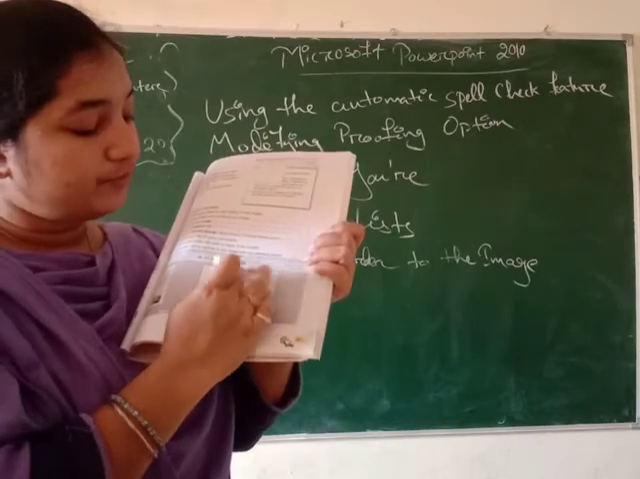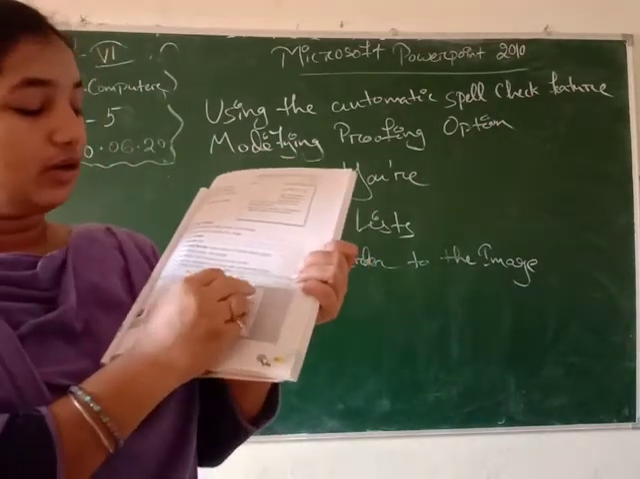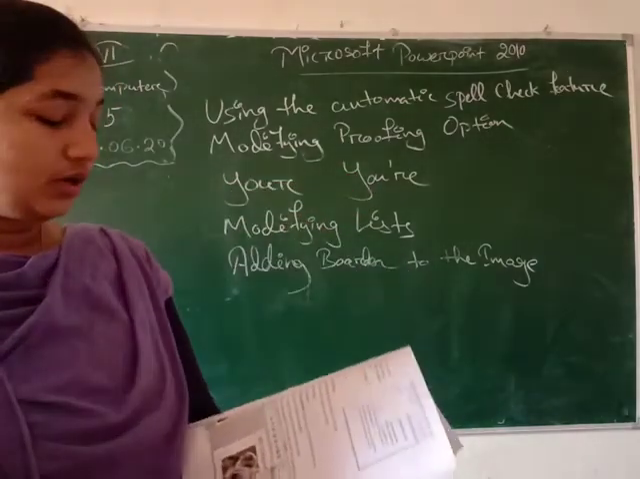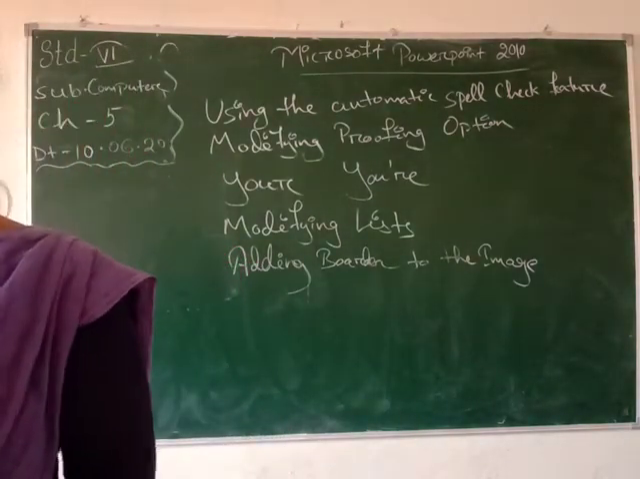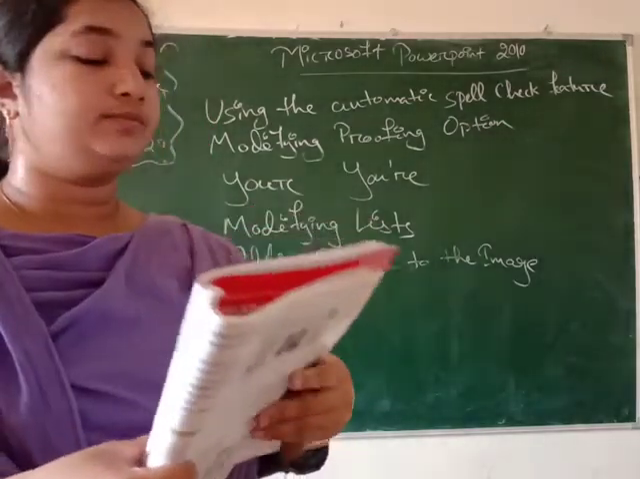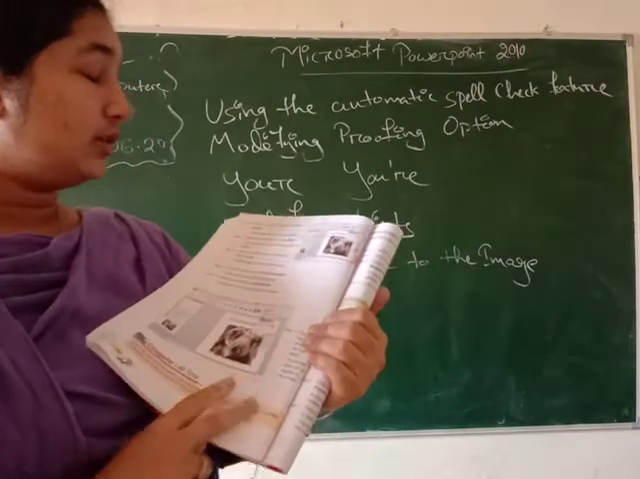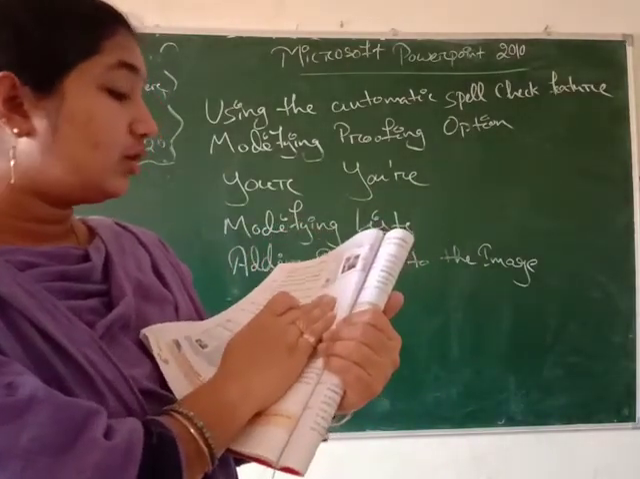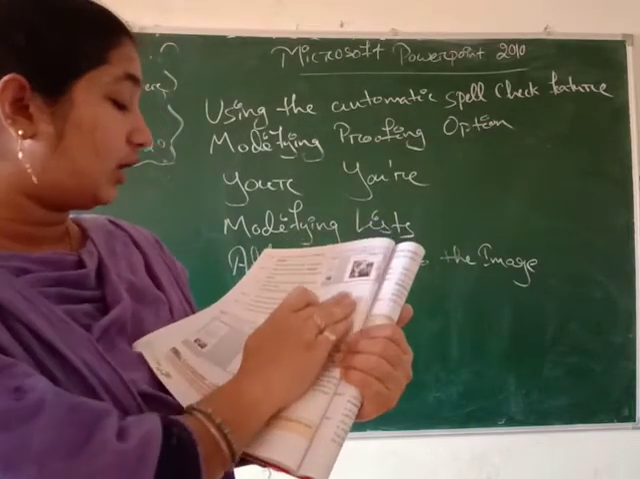Whichever color we select for the border of the image, that color will show around the border of the picture. What color we have chosen, only that will come. After that, click on the down arrow of picture border. So this is the picture border, and here is the down arrow. We have to click on that.